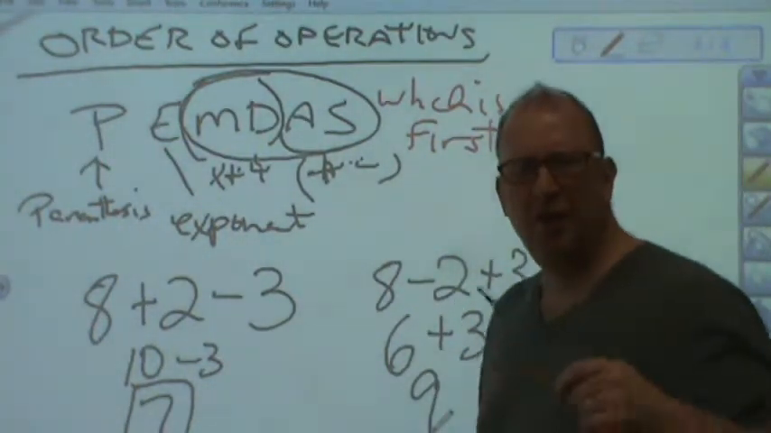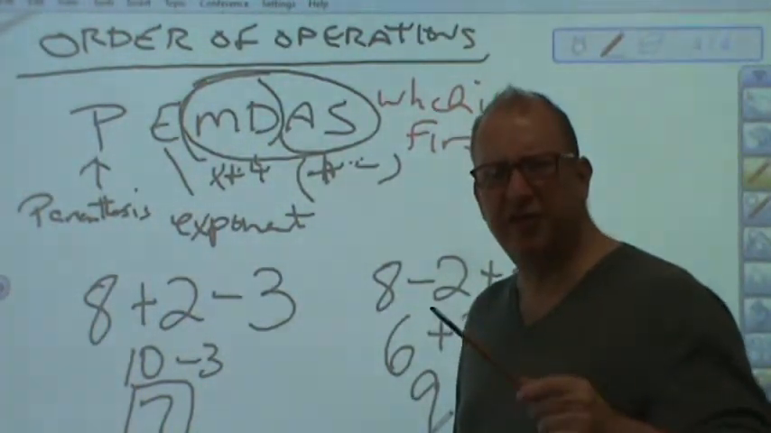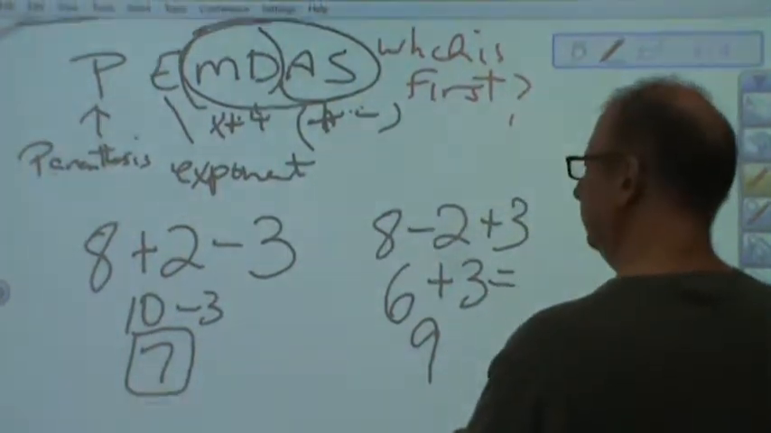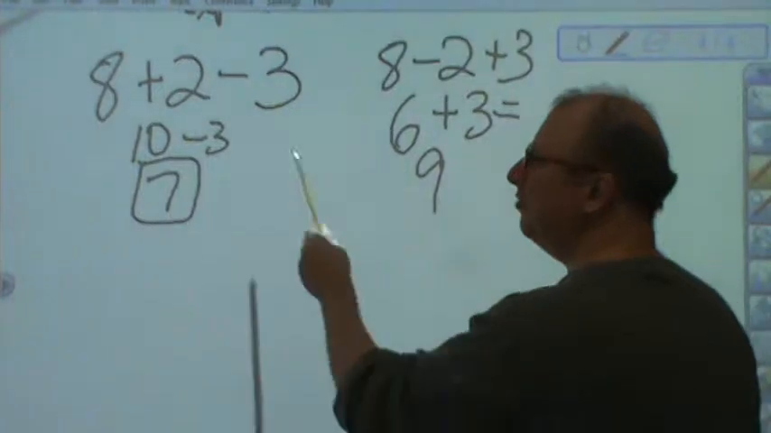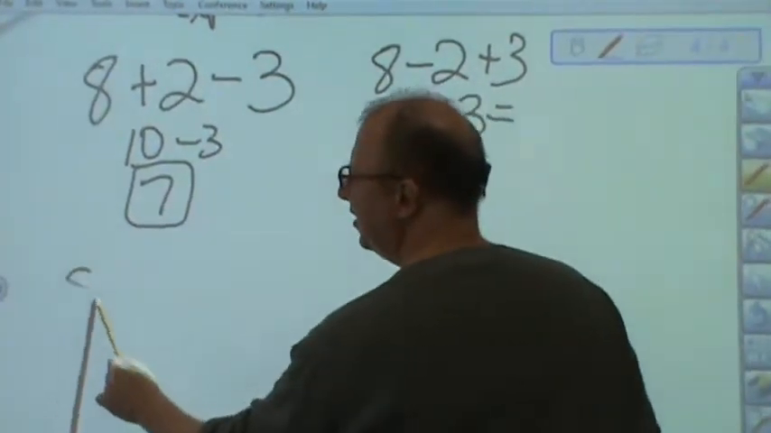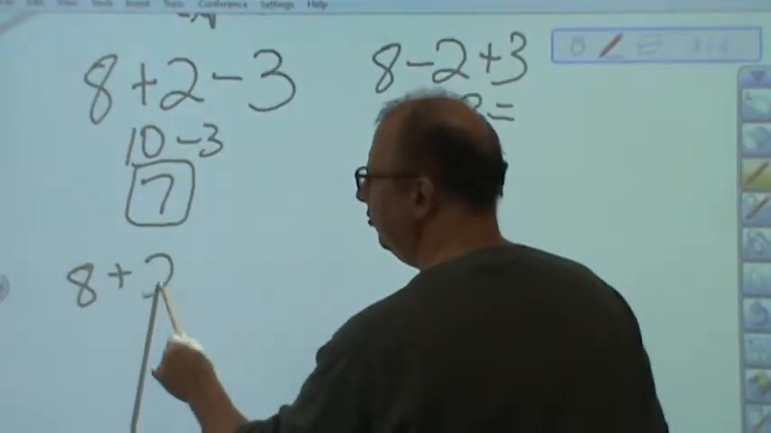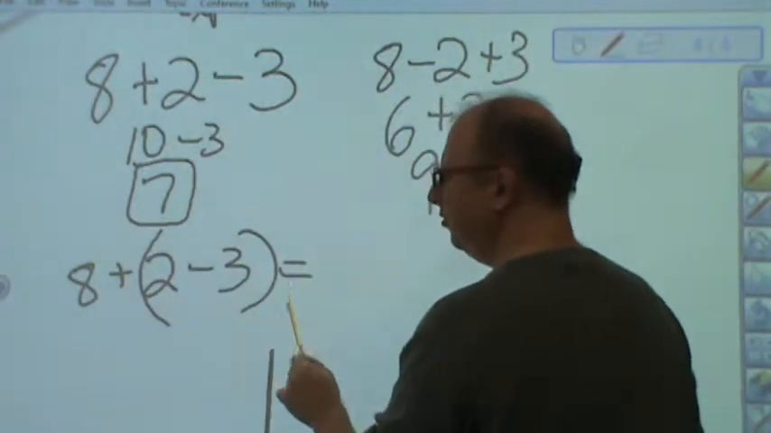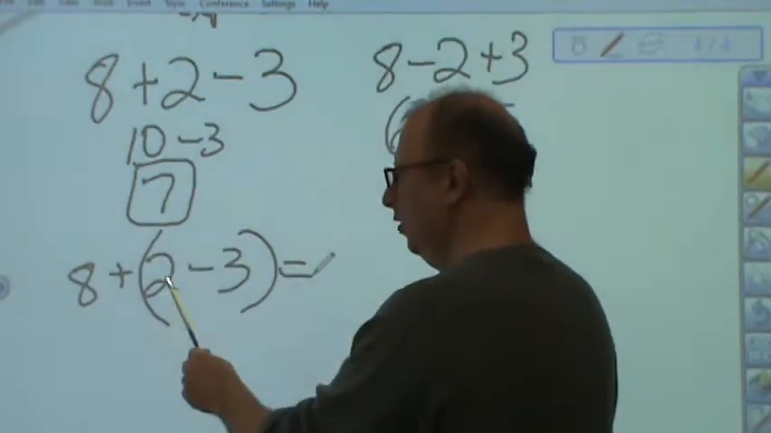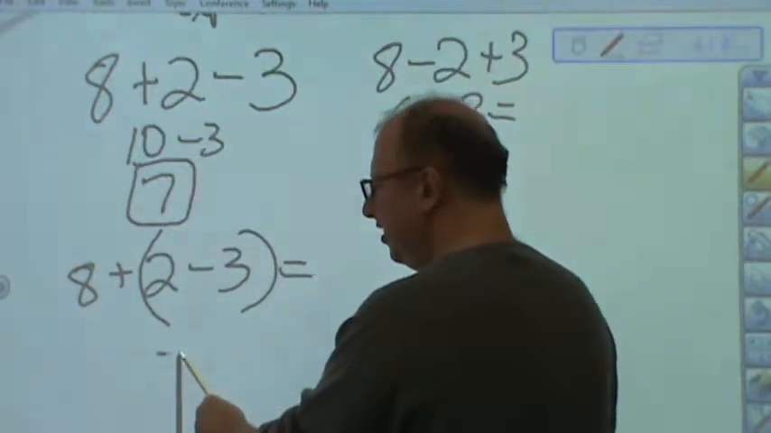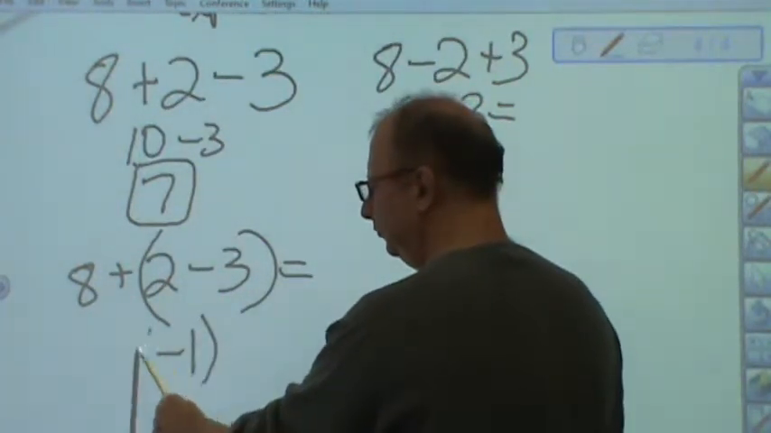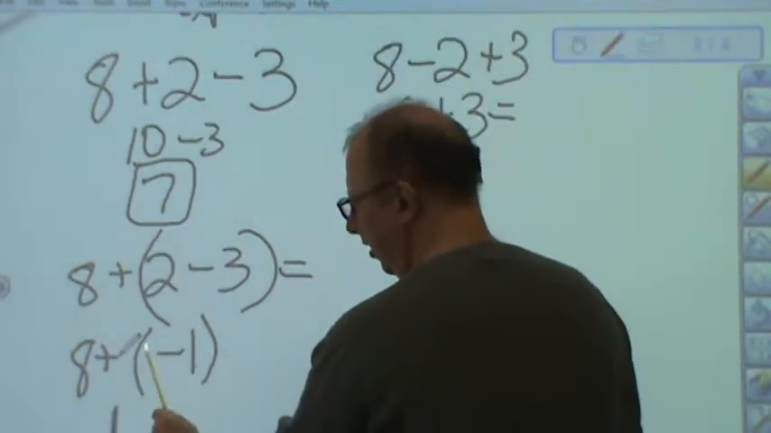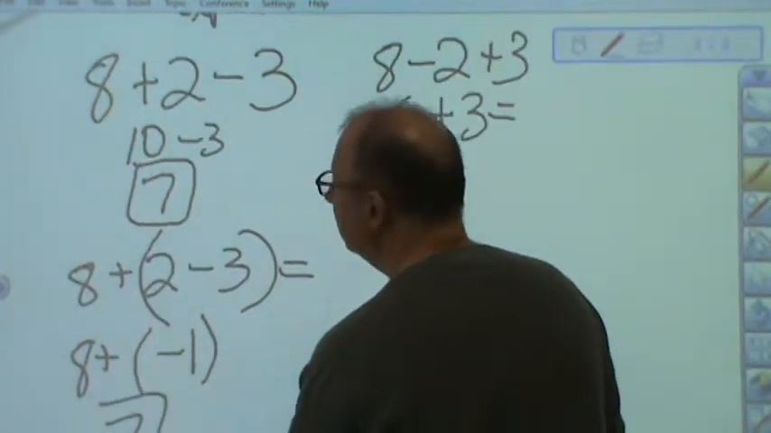Okay. Now let me add in a parenthesis with the exact same numbers. Let's say I gave you, instead of 8 plus 2 minus 3, I said 8 plus (2 minus 3). What is that equal to? Well, 2 minus 3 is negative 1. And 8 plus negative 1 is 7.